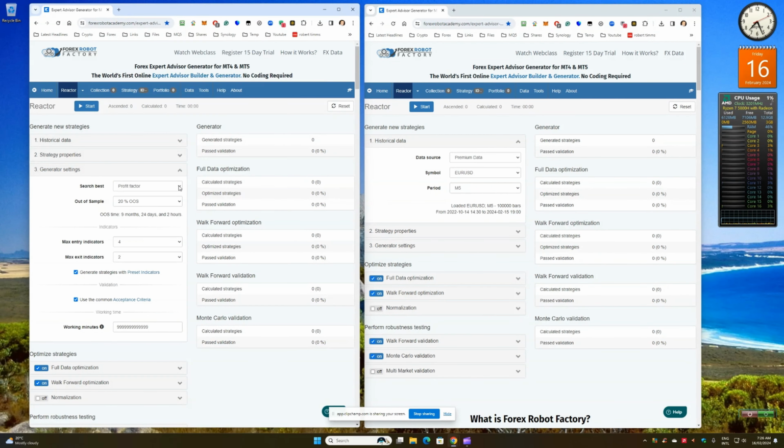We have a choice here of what to search for as best results. We can go for the highest balance, the return to drawdown ratio. In this case, I'm going to select the best profit factor, and we can use out of sample back testing as well as in sample. I'm going to set that one for 30%. This is a bit of an experiment.